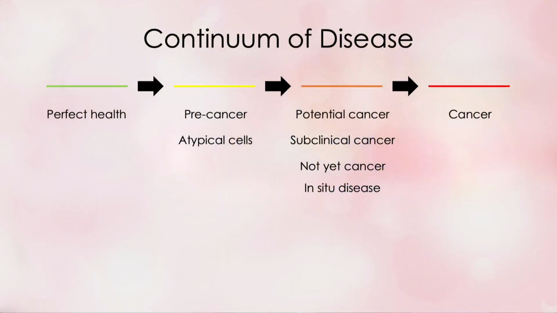Next, you see an orange zone with multiple labels: potential cancer, subclinical cancer, not yet cancer, and in situ diseases. These are all situations in which there are some individual cancer cells, but they have not yet behaved like cancer cells. In other words, by definition, cancer is an entity that spreads to invade surrounding anatomy.